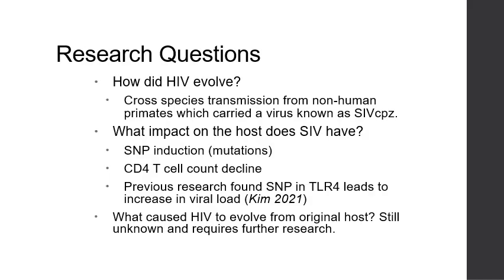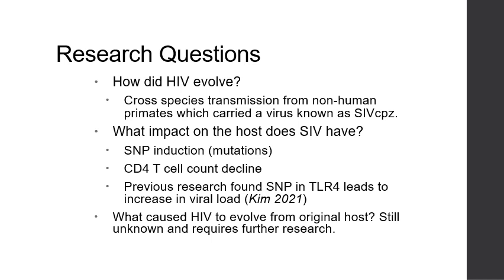So regarding the research questions that I started off with, I was wondering, how did HIV evolve? And we saw with the focal study that this was cross-species transmission from a non-human primate, which naturally hosts SIV, and specifically SIV-CPZ. The way that SIV was able to enter the human body system and evolve into HIV was because it impacted the host by decreasing the immune response. And the way it does this is with SNP induction or mutations and the decline in CD4 T cell count.